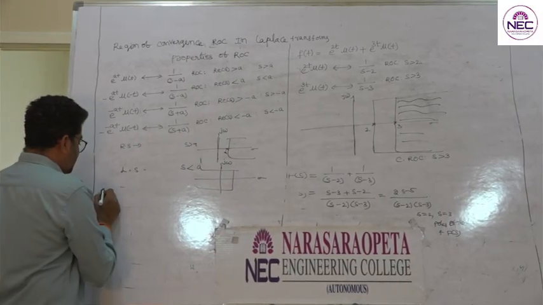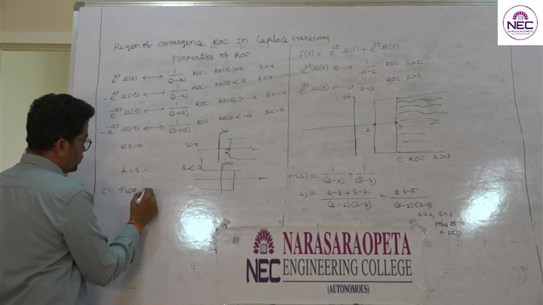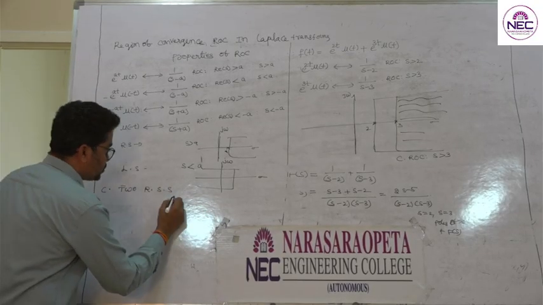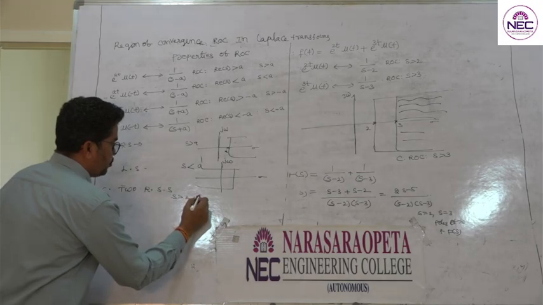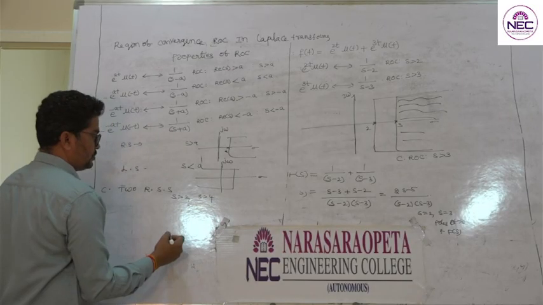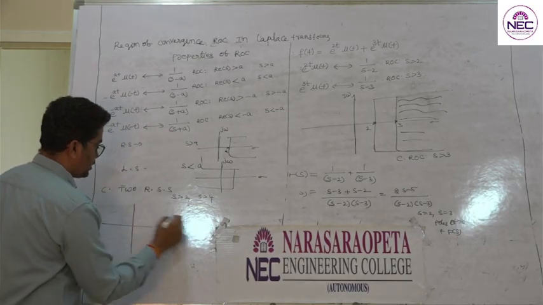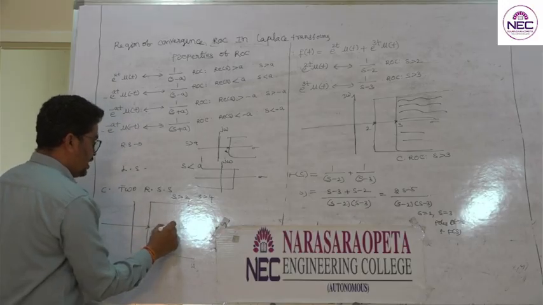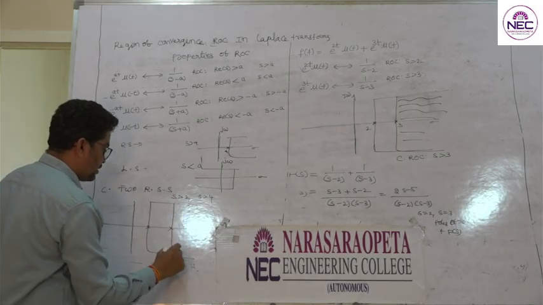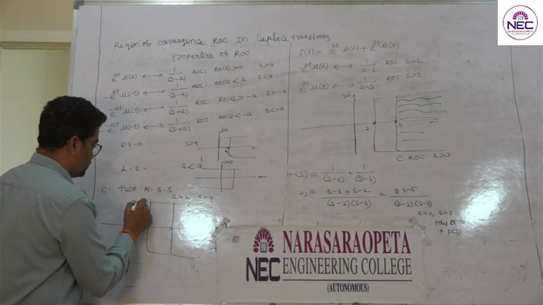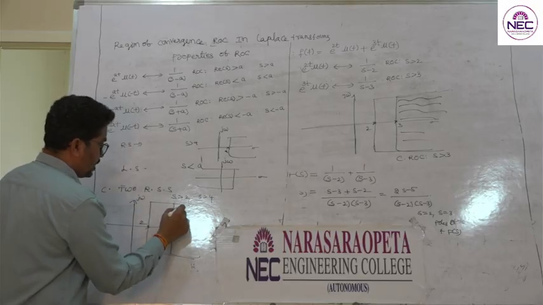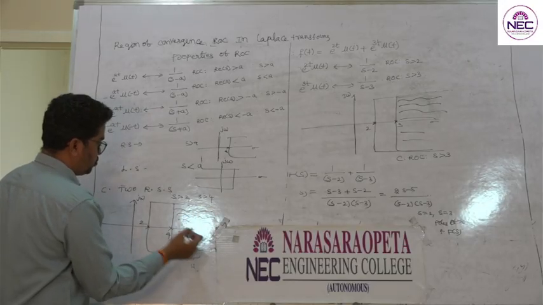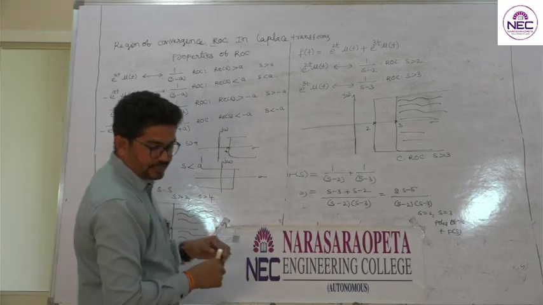Suppose a combination of two right side signals. One example: suppose ROC is s greater than 2 and s greater than 4. For s greater than 2, one ROC, and s greater than 4, another ROC. Okay, 2, next one 4. ROC is always right side of the rightmost pole. Here, a combination of two right side signals.